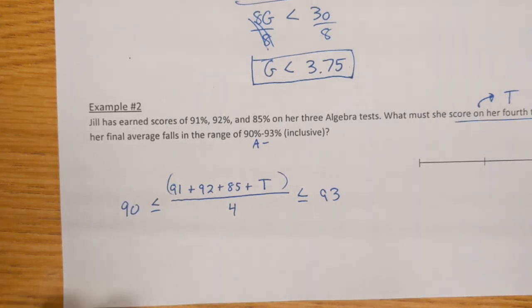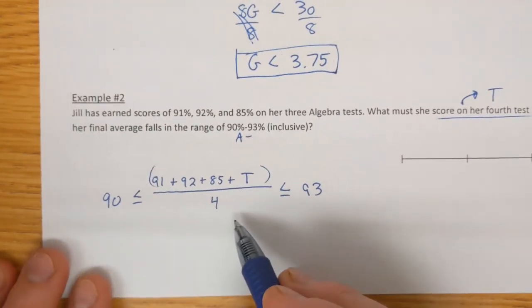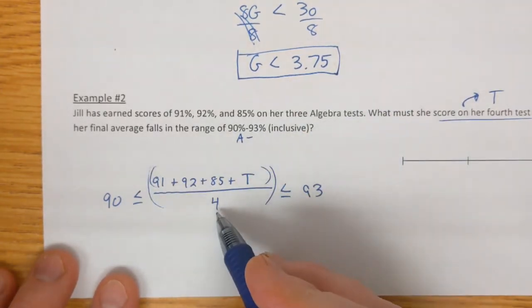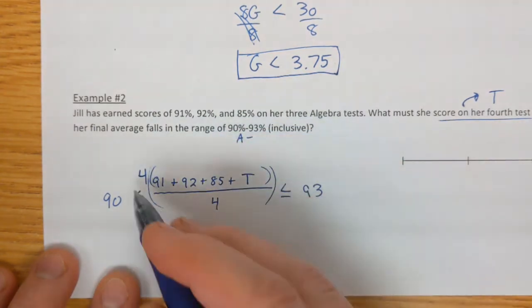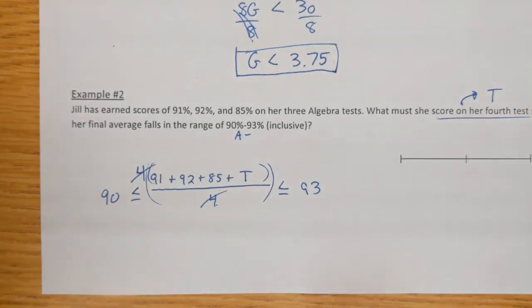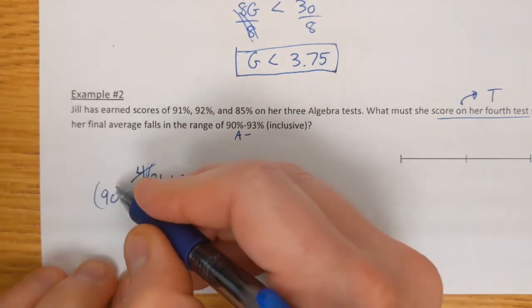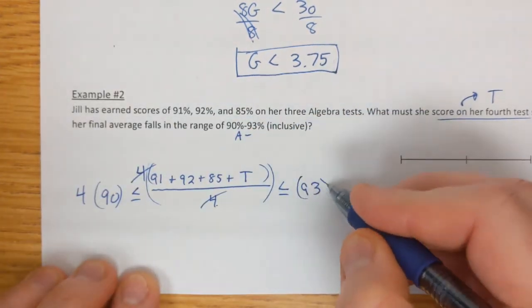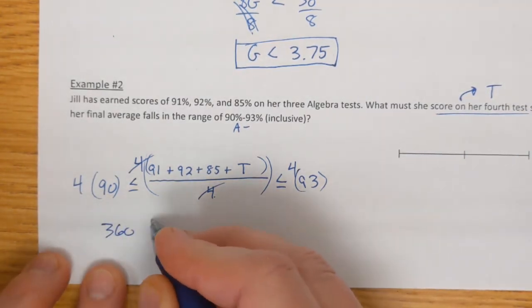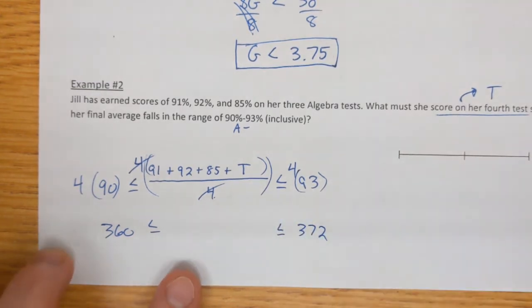All right, so now I have to be able to solve this problem. A key to solving this one is, first of all, this is a lot easier if you can get rid of this fraction. The way you get rid of this divided by 4 is to multiply by 4, and this 4 will cancel out this 4. You're allowed to multiply the middle of this compound inequality by 4 as long as you also do it to the left and to the right. So 4 times 90 is 360. 4 times 93 is 372.